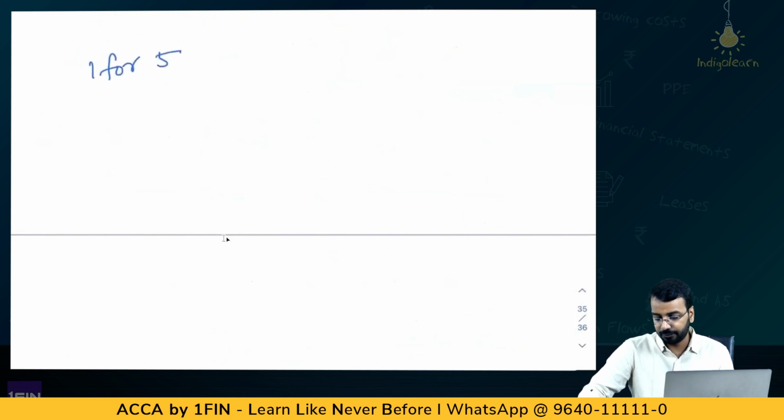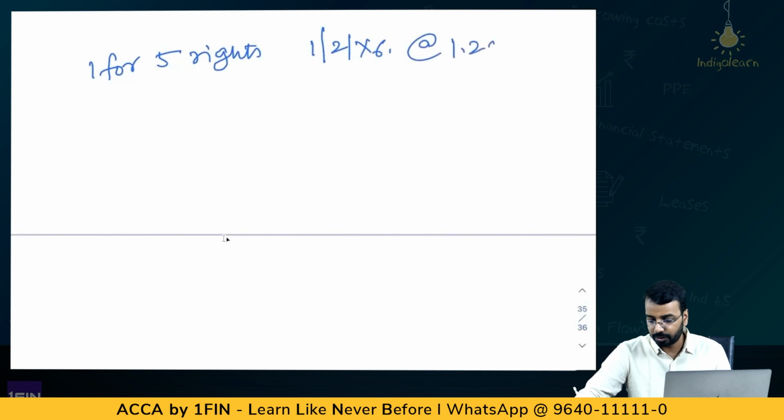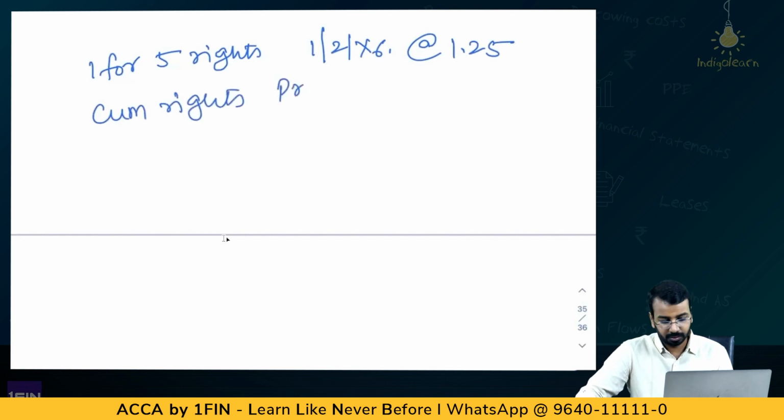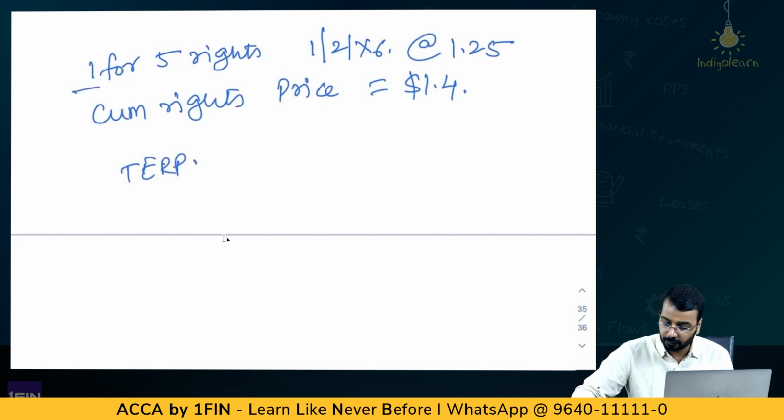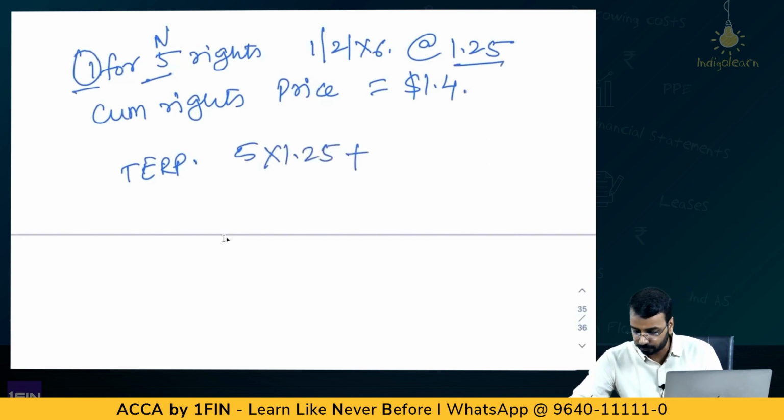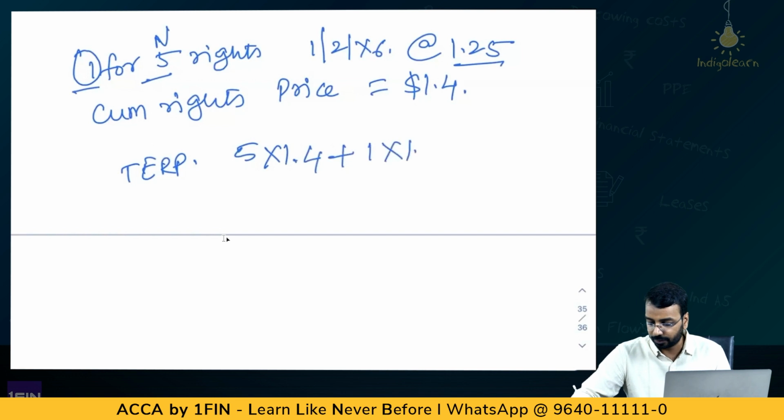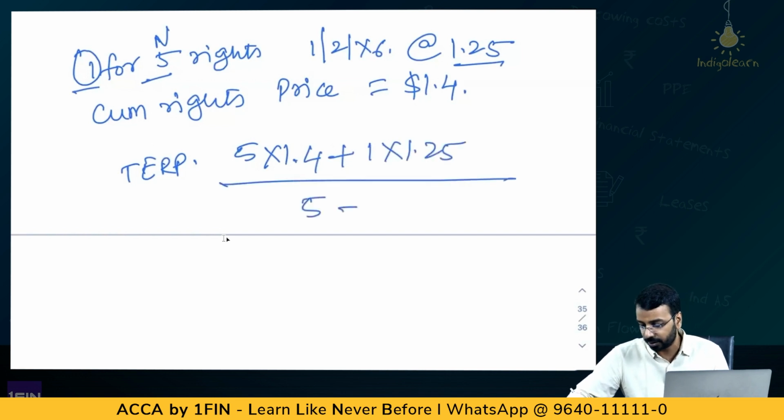Now, the next part is 1 for 5 rights issue on 1st of February of year 6 at 1.25. Cum rights price is 1.4. Now, in such situation, how do we calculate? We calculate theoretical ex-rights price. 1 for 5, this is 1, this is n. So, 5 multiplied by current market price 1.4 plus 1 multiplied by 1.25 divided by 5 plus 1, which is 6.